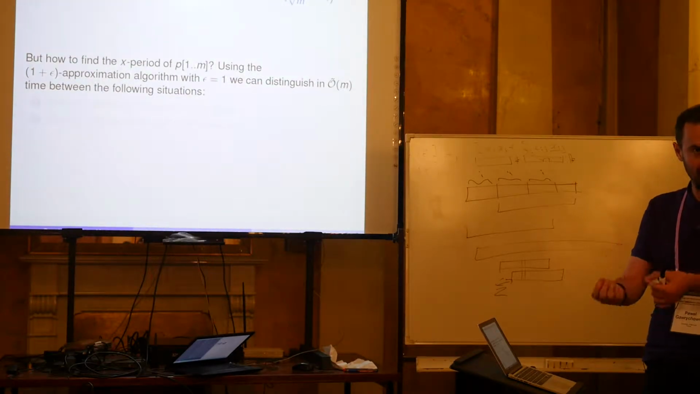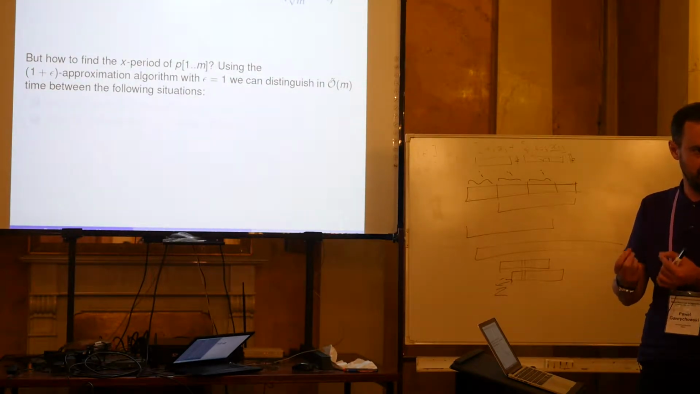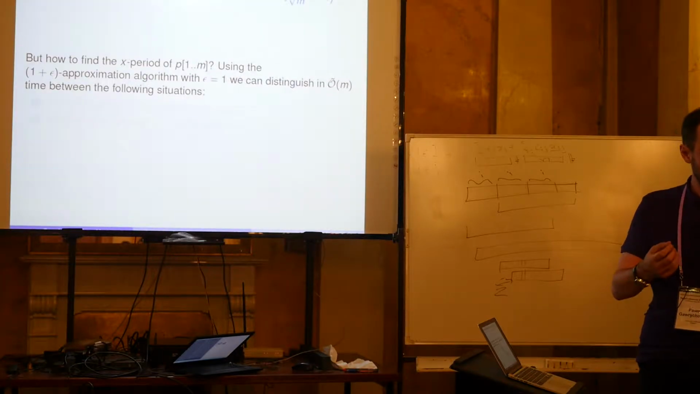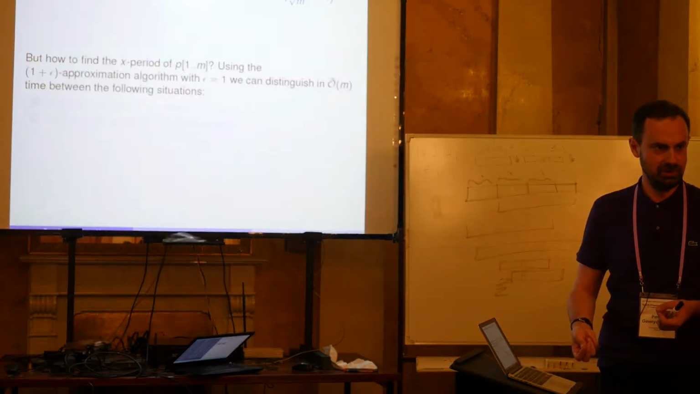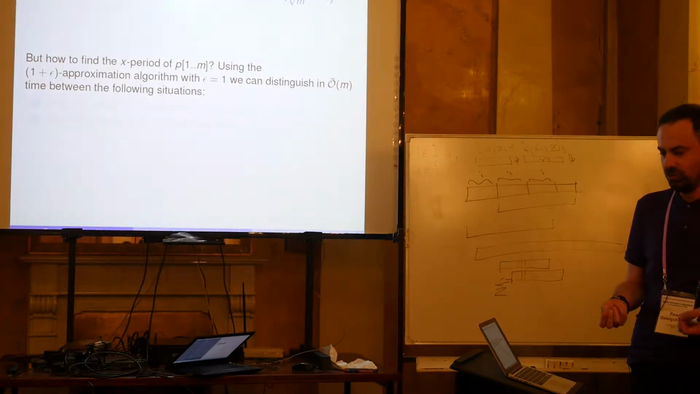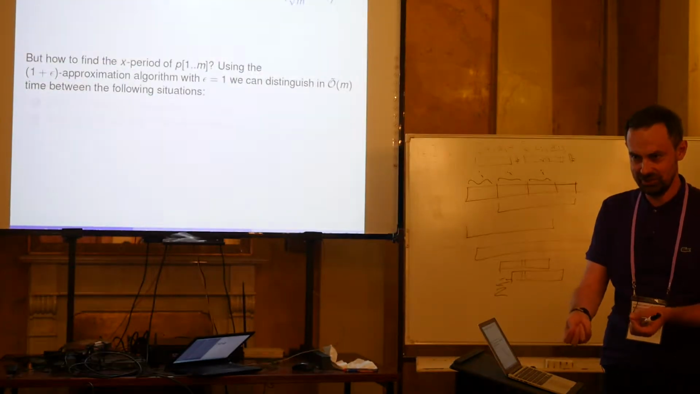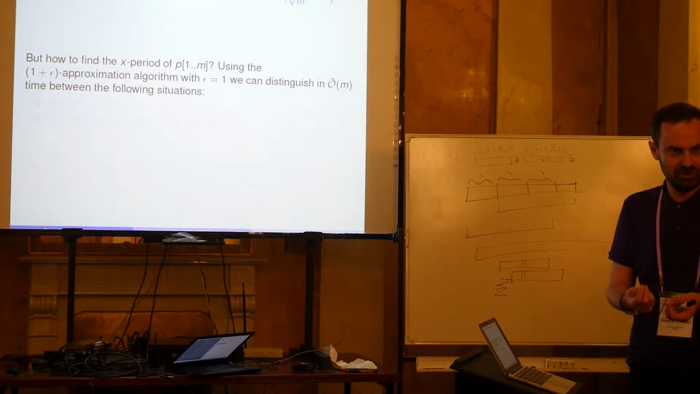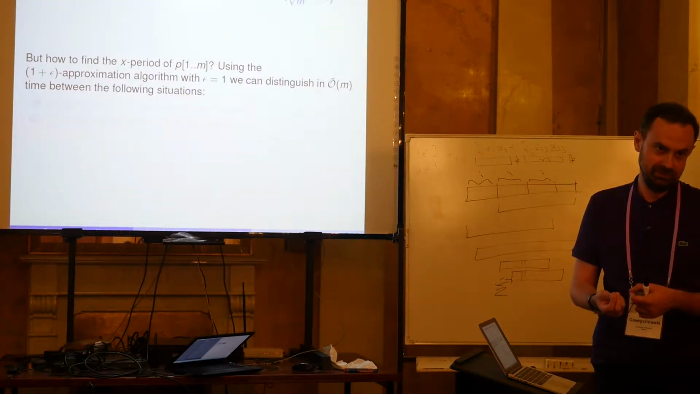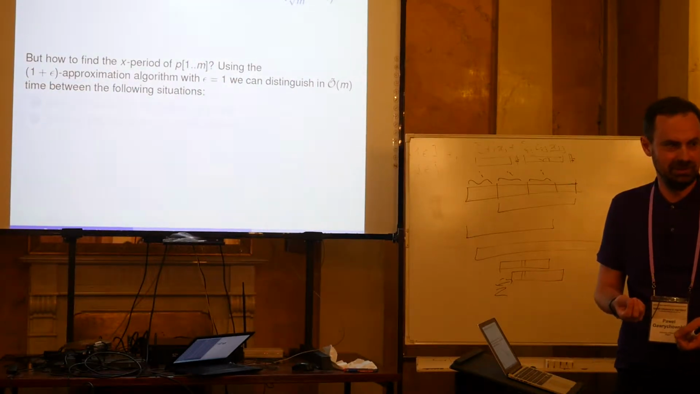But then you need to calculate this x period, right? You need to compute what's the smallest I, such that after shifting the pattern by I positions, you get few mismatches. But it means that you have to run pattern matching with mismatches on the pattern, right? If you want to do it from the definition. So we have reduced the problem to itself, which is not so useful, right?